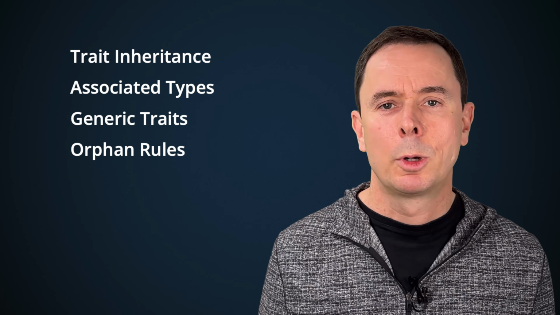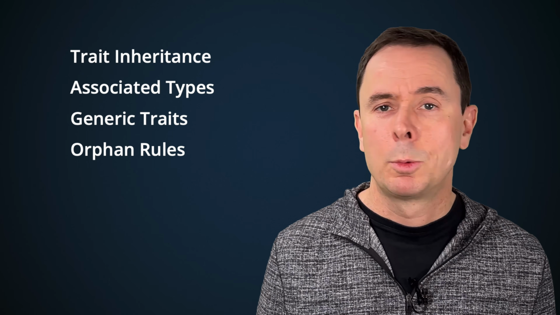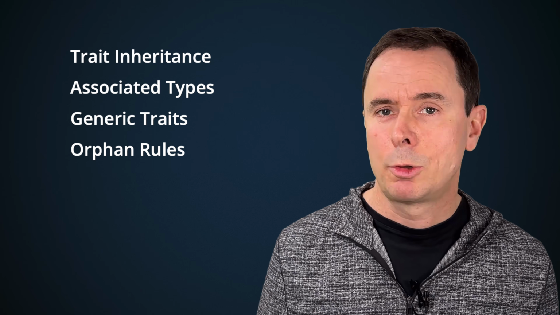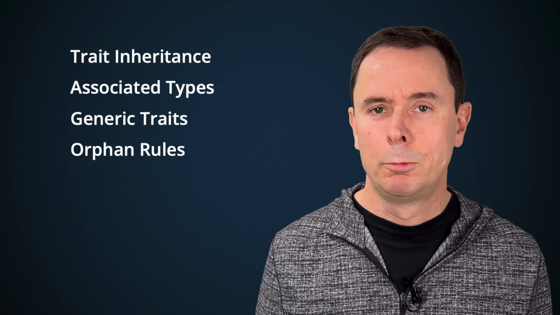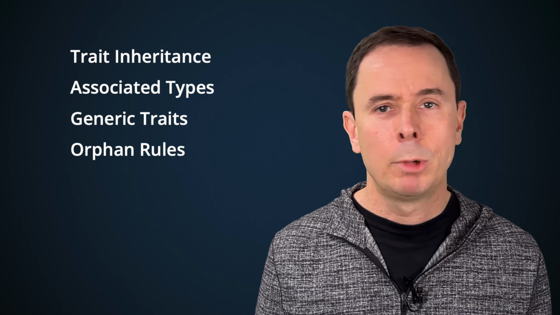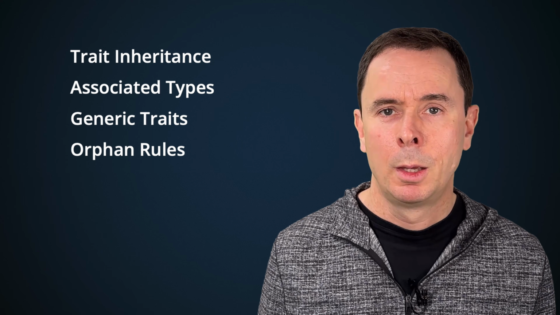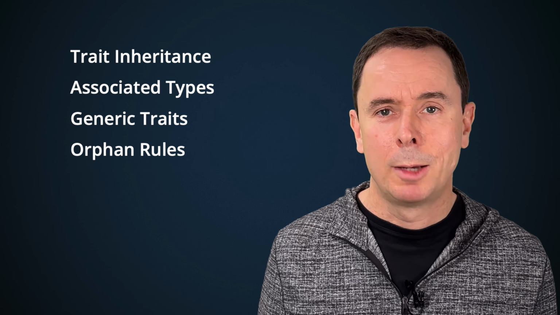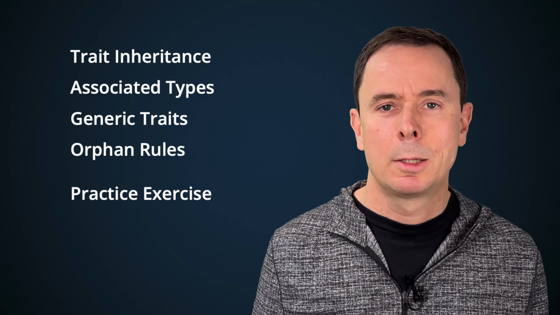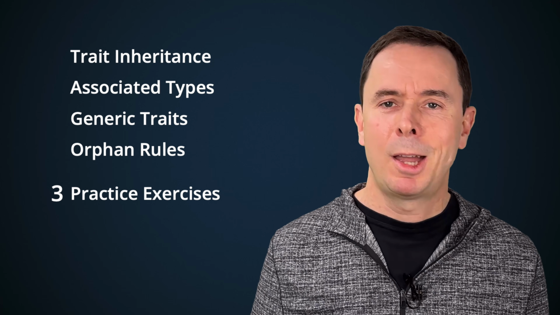I'll also show you how to make your own traits, your own interfaces that let you do so much more with generics. Along the way, we'll talk about trait inheritance, traits with associated types, generic traits, and something called the orphan rules that control which types you're allowed to implement traits on. But apart from all that, there's not much to talk about. Oh, and I have a practice exercise for you. Wait, no, actually, I have three.